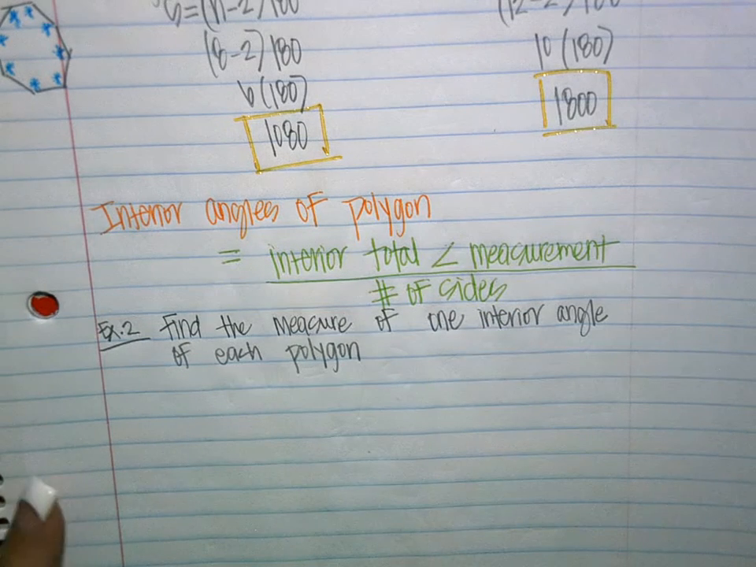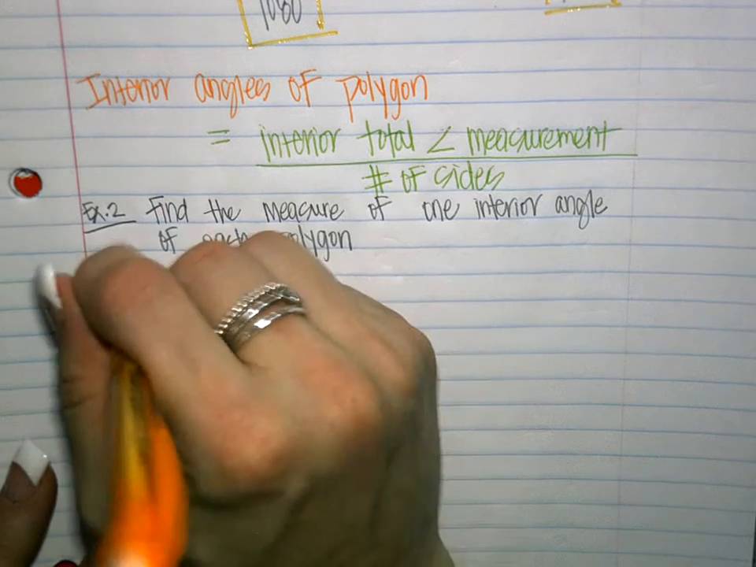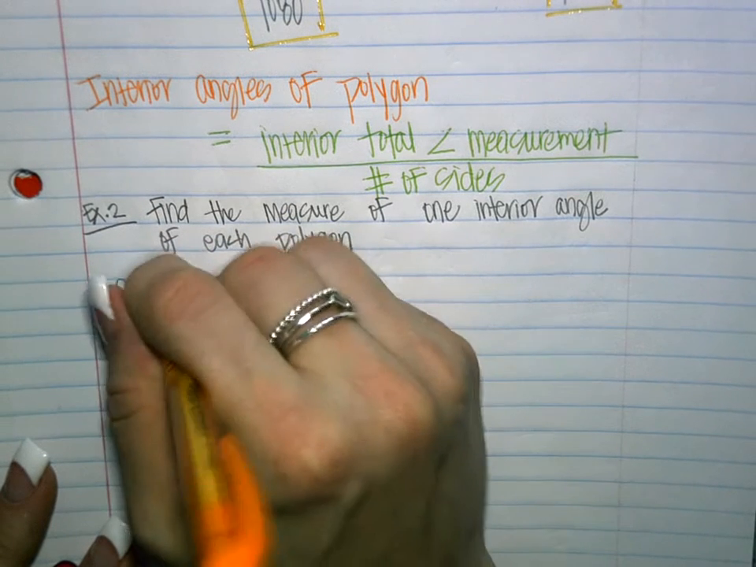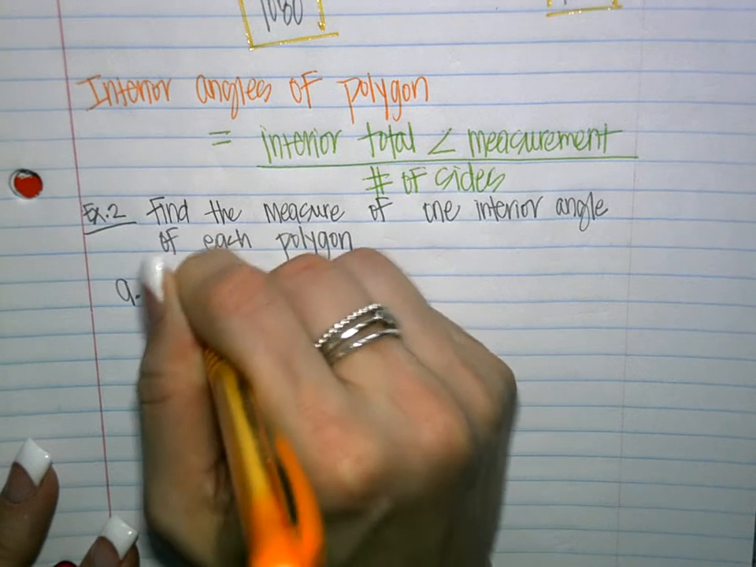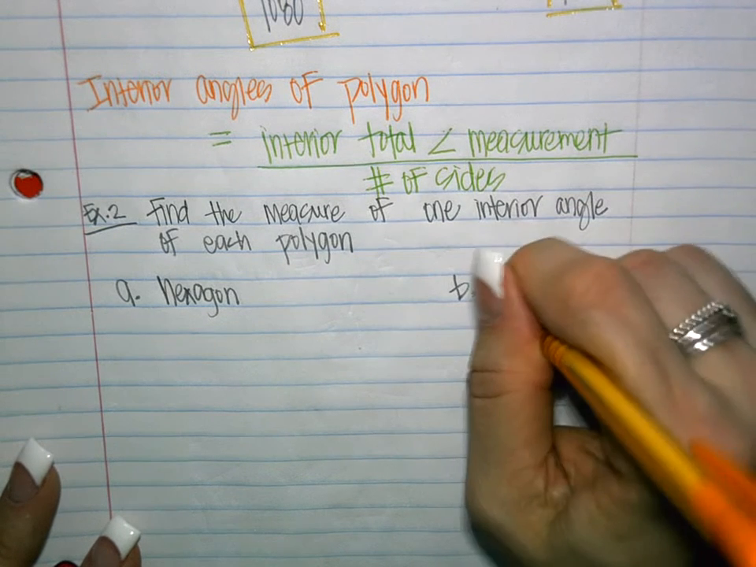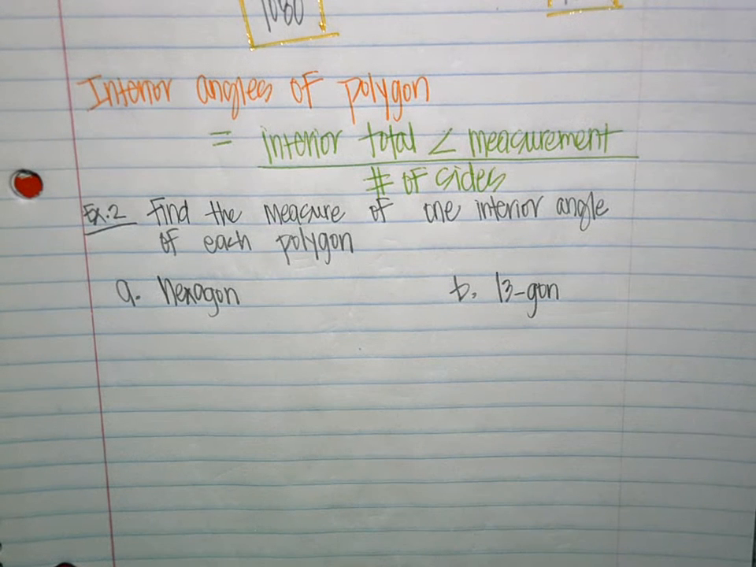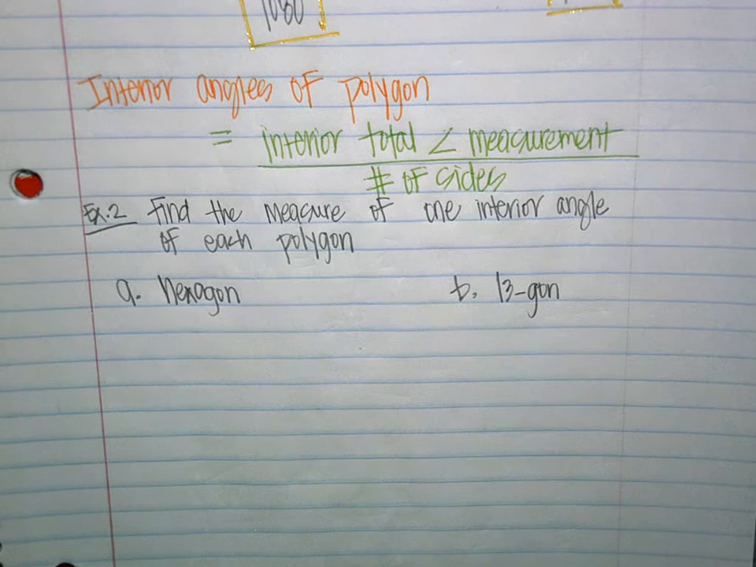Find the measure of one interior angle of each polygon. We're going to do 2 parts here. The first one is a hexagon, and the B part is a 13-gon. A 13-gon. It doesn't have a name that I know, that's what I'm calling it. Is that a hexagon? Yes, this is a hexagon. Excellent. So find the measure of just one interior angle in each polygon.